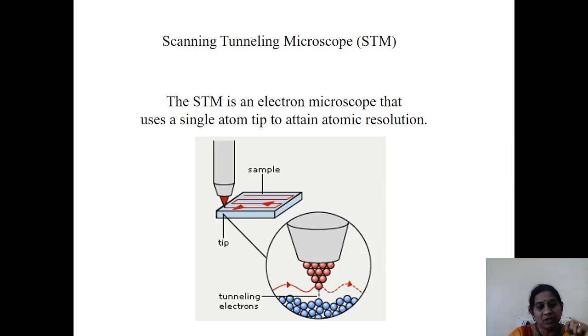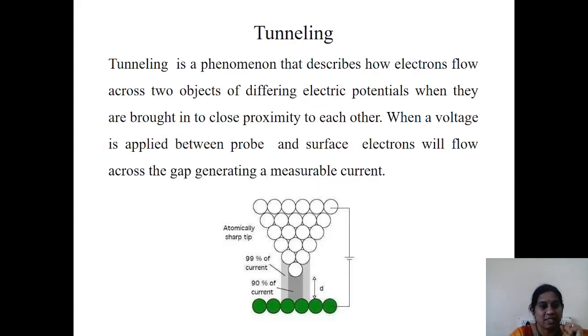Can you look at the diagram here? This shows the sample, and this is the probe tip which is moved above the sample. Thereby a current flows between the probe and the sample. This current is nothing but the tunneling current. We'll see what the tunneling current is and how it is generated in subsequent slides.